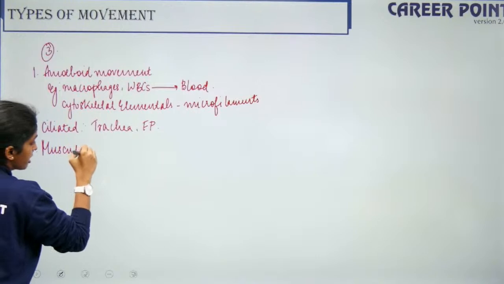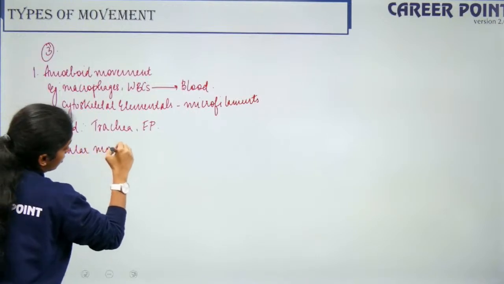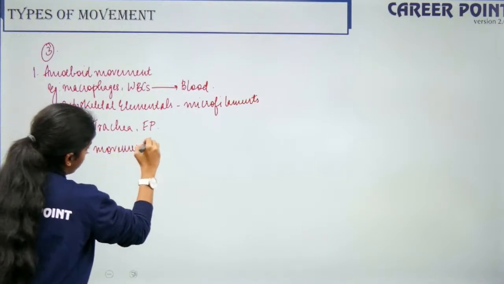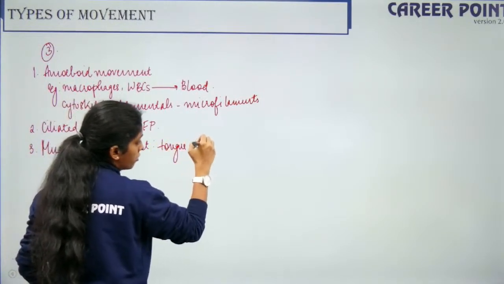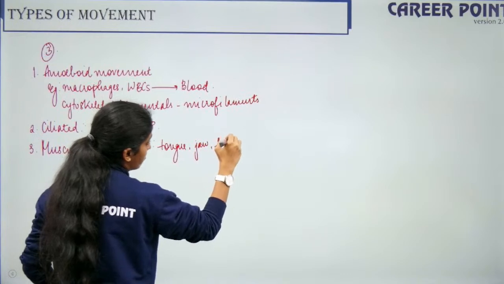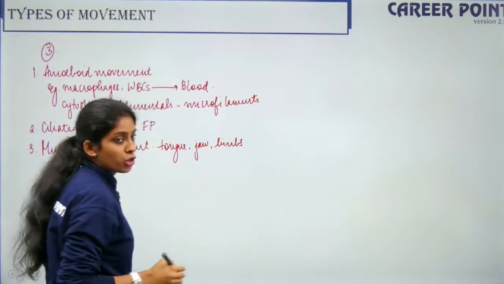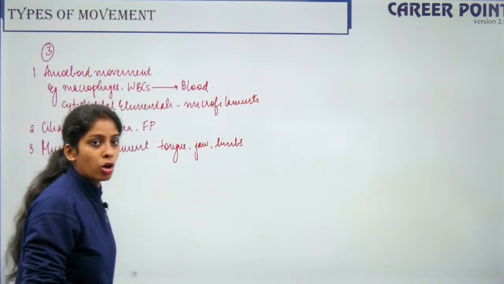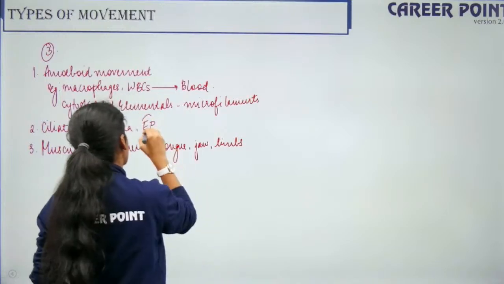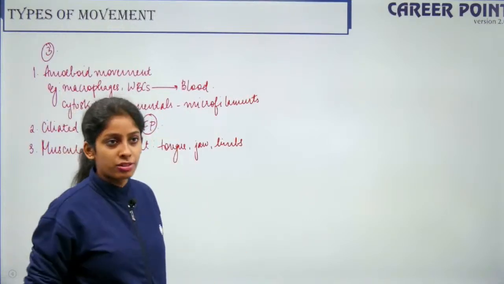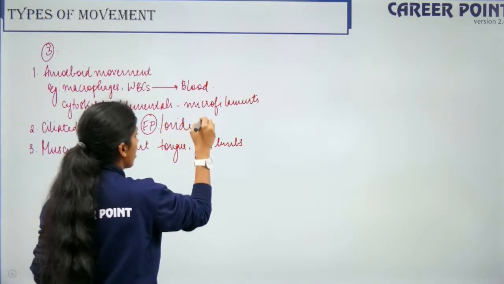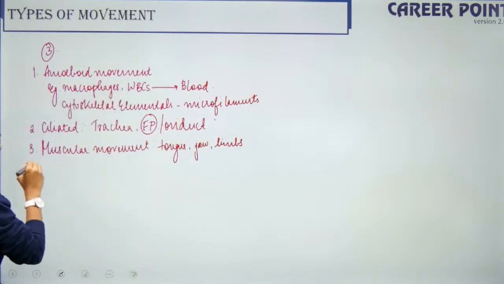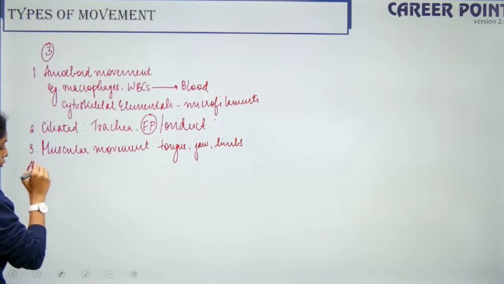So where is muscular movement seen? So in our tongue, jaw, then we have limbs, right? So all these show muscular movement. Also the human reproductive tract, yes, especially the female reproductive tract, the fallopian tube, which is also known as the oviduct. Okay, Shiva? Fine.